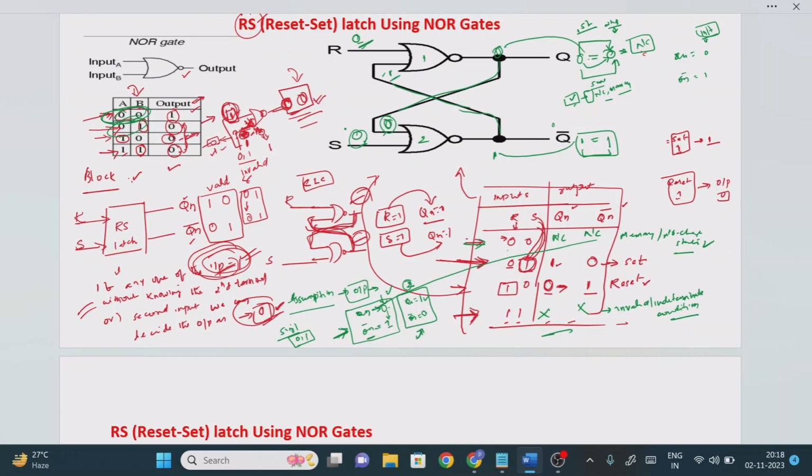Then how to remember this in the easiest manner: if S is activated, output equals 1; if R is activated, output equals 0. This is just the complement of that. If you remember these two things, then you have no need to pass the values into the circuit to find the output value.